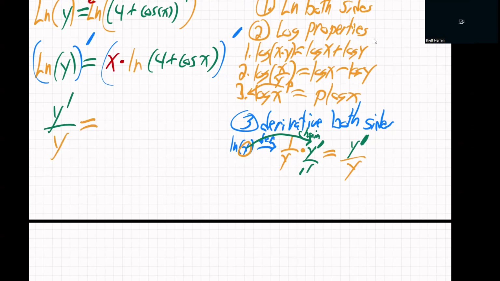Now, how am I going to take the derivative of the right side? Well, if you look at it carefully, you'll see it's two functions of x multiplied. So that's going to be the product rule.